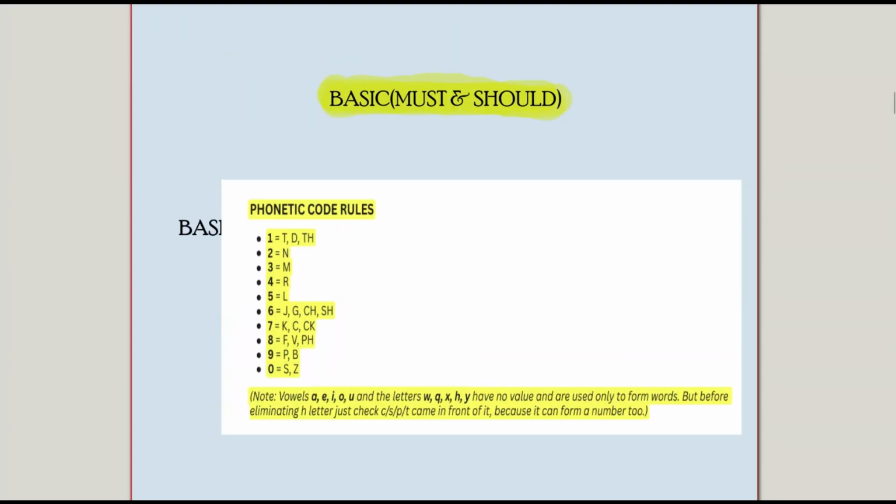This is the basic table everyone must and should learn. It is a phonetic codes rule. In this there are 10 numbers, 0 to 9. Each number is allotted one, two, or sometimes three characters. These characters should be remembered. It is very easy to remember.